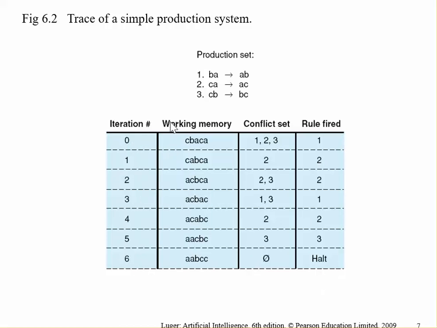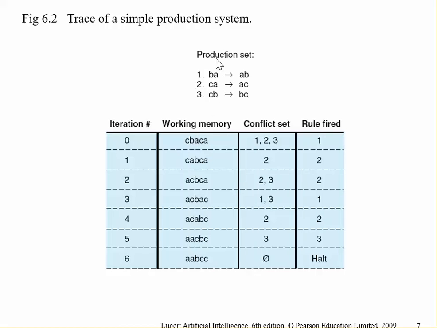Initially in working memory, this is what we have. Let's see this as a kind of string, something that has a meaning. So this is CBACA. Now what we do is check if there is a match with the conditions that are in the left hand side.